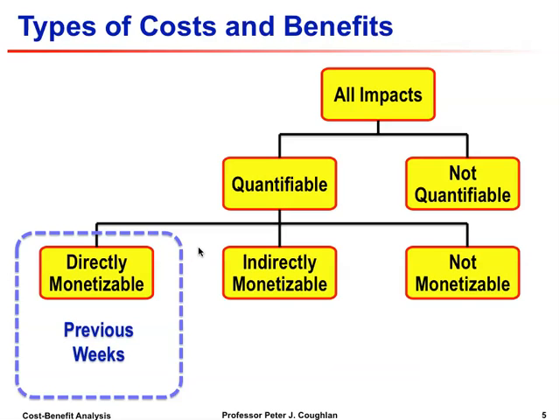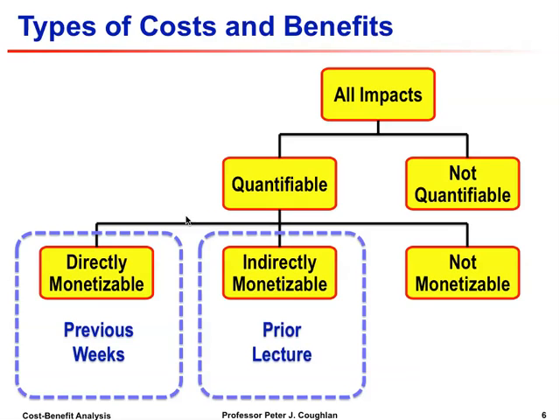Now, there also are those things that are not necessarily directly monetizable, but they're quantifiable and are indirectly monetizable. We talked about that in the prior lecture. We talked about things like valuing life, or valuing time, and how we use things like market valuation or contingent valuation or revealed preference to assign monetary values to things that are really non-monetary benefits and costs.